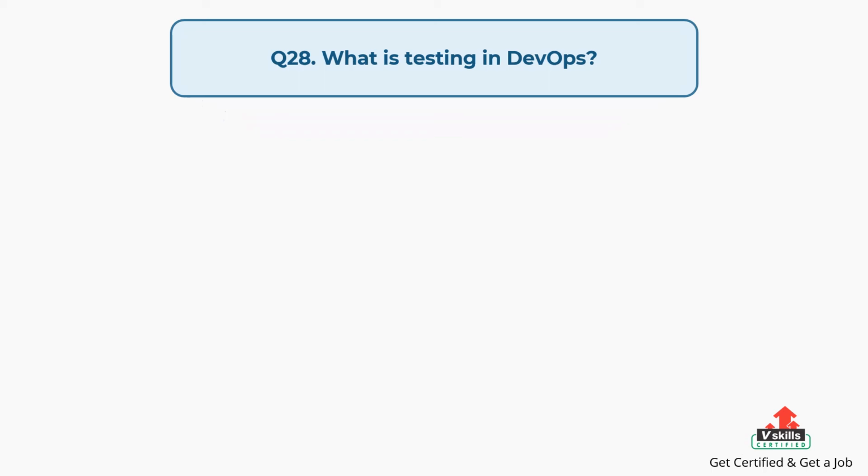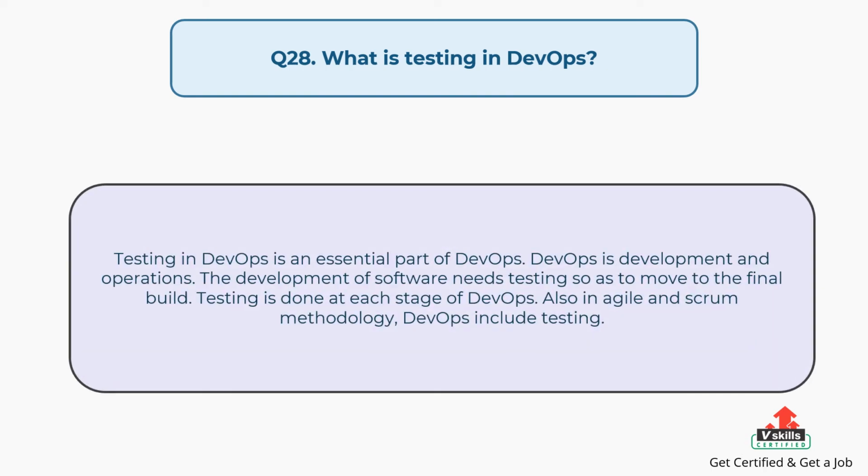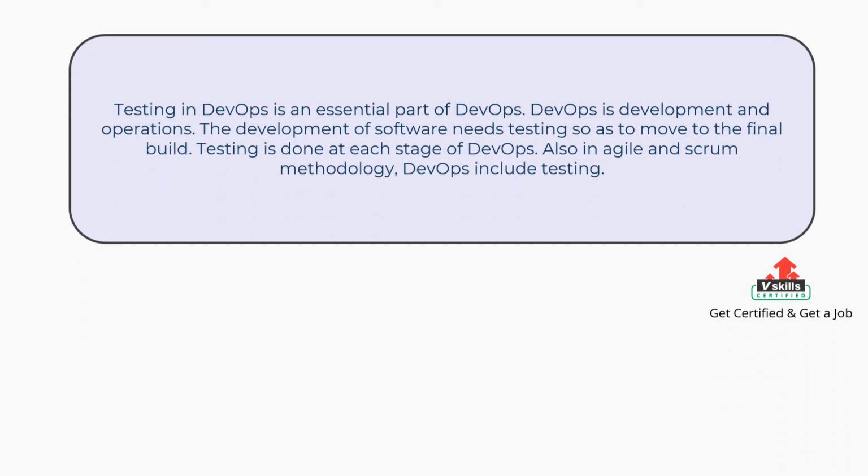Question number 28. What is testing in DevOps? The answer is: Testing in DevOps is an essential part of DevOps. DevOps is development and operations. The development of software needs testing so as to move to the final build. Testing is done at each stage of DevOps. Also in Agile and Scrum methodology, DevOps includes testing.